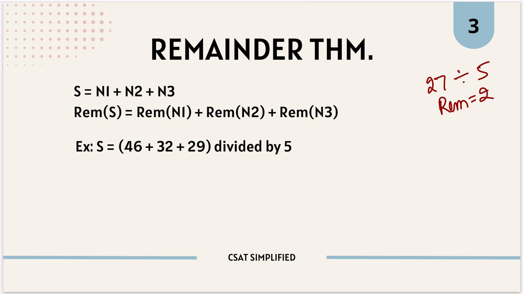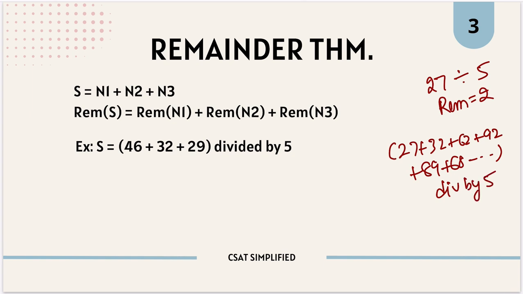But suppose I ask you, give me the remainder when 27 plus 32 plus 62 plus 92 plus 89 plus 68 and so on is divided by 5. Give me the remainder of this number. Meaning there is a number which is formed by the addition of a lot of numbers, and then give me the remainder that you get after dividing it by 5, right? So the first thing you can do is add all these numbers, 27 plus 32 plus 62 and so on.